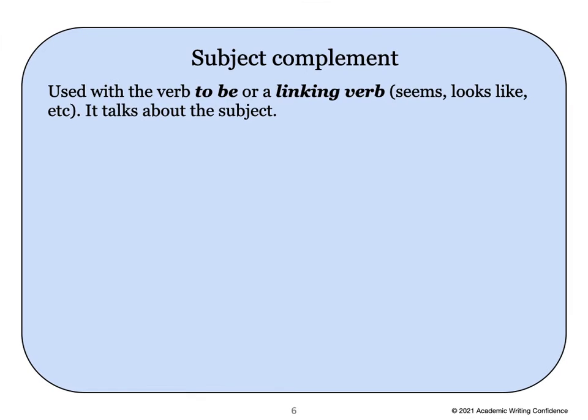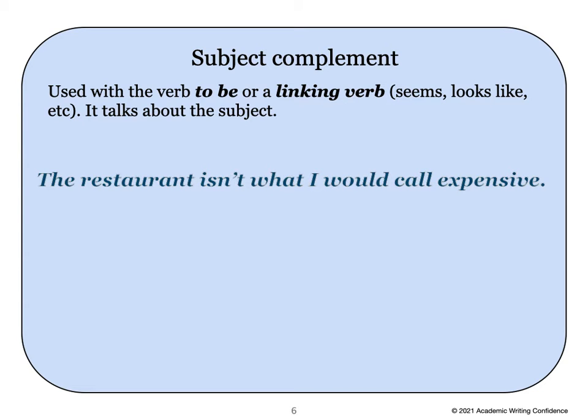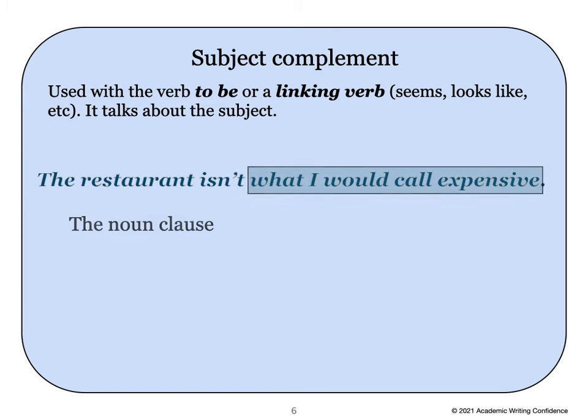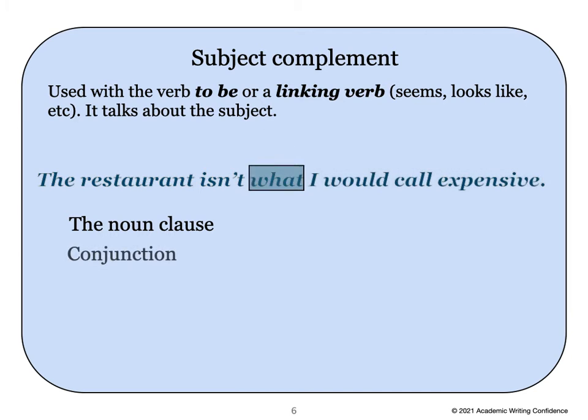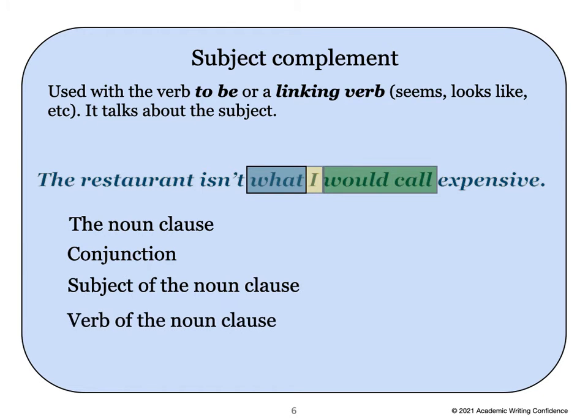Another way that a noun clause can be used is something we call the subject complement. It is used with the verb to be or a linking verb such as seems, looks like, etc. The subject complement talks about the subject. The restaurant isn't what I would call expensive. In this sentence, the noun clause is what I would call expensive. The conjunction is the word what. The subject of the noun clause is the word I, and the verb of the noun clause is would call.